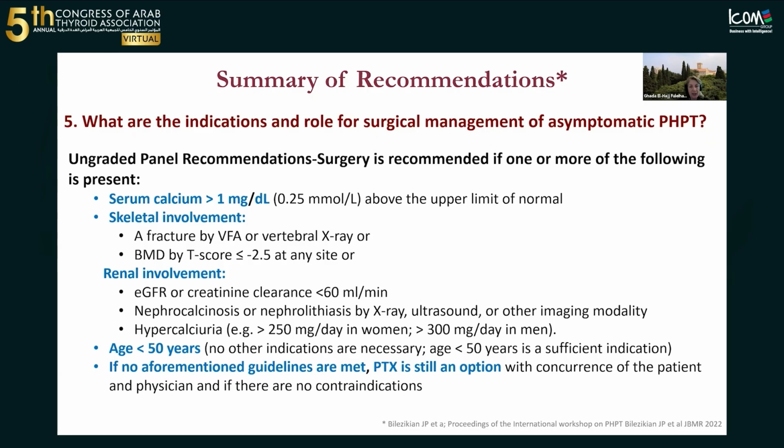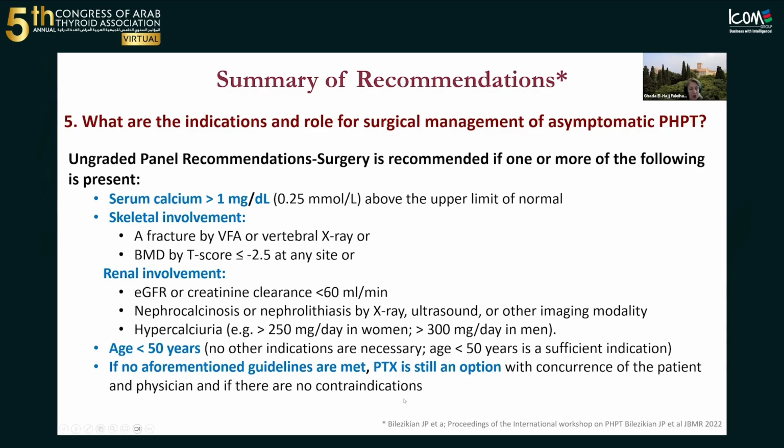Surgery cannot be recommended to improve neurocognition, quality of life, cardiovascular manifestations. So what are the indications we set for the ungraded recommendation? Well, a calcium more than 1 milligram or 0.25 millimoles above the upper limit. Involvement of the skeleton, either a BMD T-score less than or equal to minus 2.5 at any site, or a fracture by VFA or X-ray. Renal involvement, creatinine clearance less than 60 with no other reason, nephrocalcinosis or nephrolithiasis, hypercalciuria. Please see the difference in the levels for 24 hours. In women, 250, in men, 300. Some people use 4 milligrams per kilo. Age less than 50, because if they live long enough, they may carry complications of hyperpara. You want to prevent that.